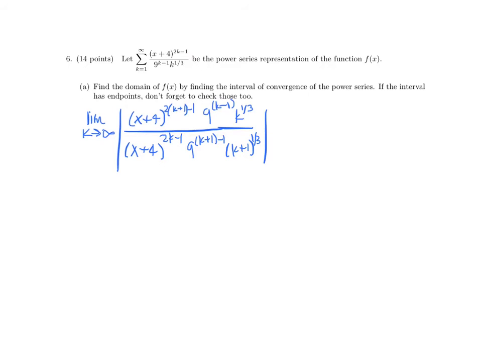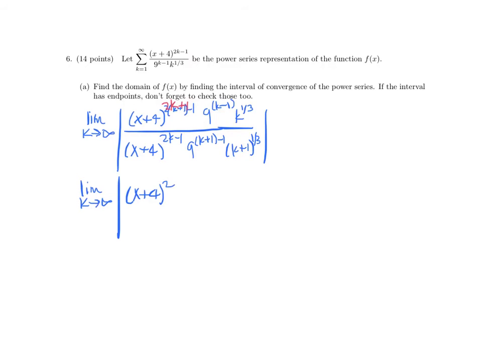One is that we need to note that this exponent up here, this 2 times k plus 1, that's actually 2k plus 2 minus 1. So that's going to be 2k plus 1 in total. And so that will successfully cancel with the x plus 4 factor in the denominator, leaving just x plus 4 quantity squared in the numerator.